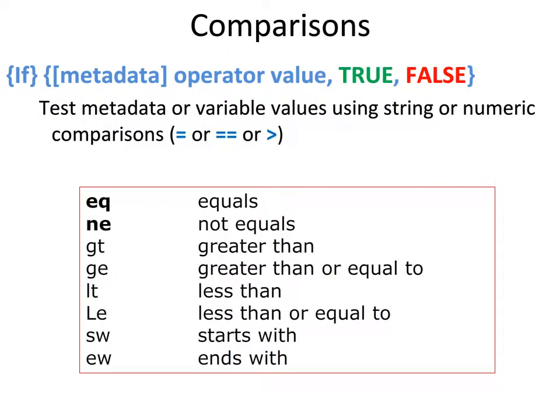Now most of the time we've been using equals, which can be written as double equals or EQ. You could also use not equals, which is an exclamation mark and equals, or can be written as NE. They can be greater than or less than, starts with, and so on. So there's a number of comparison operators you can use with your if macro.